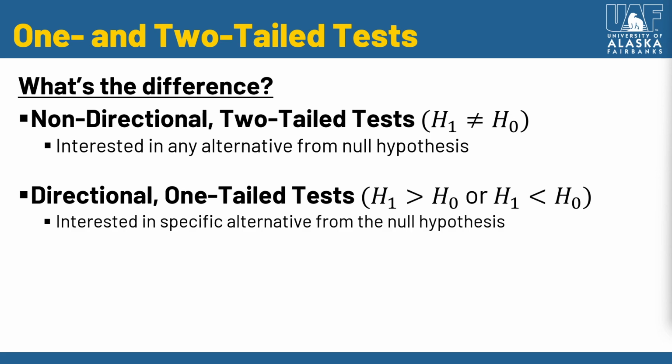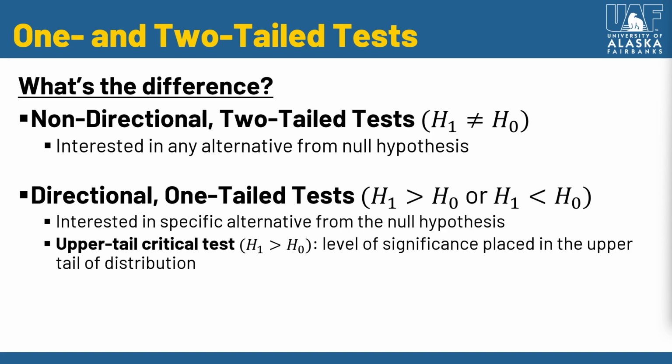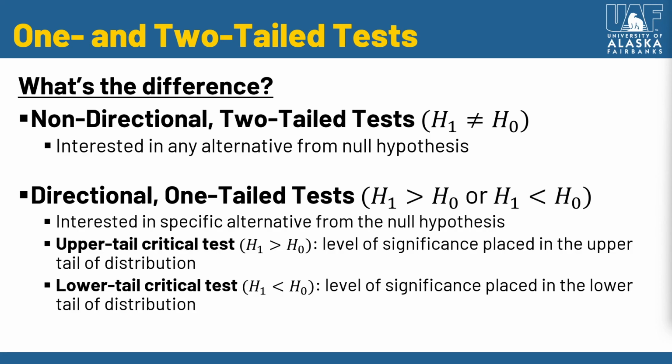With directional, we have a specific alternative in mind. In more precise terms, an upper tail critical test, if we expect H sub 1 to be greater than H sub 0, then we'll place the level of significance in the upper tail of the distribution, or in other words, on the right side. And then lower tail critical is just the opposite. We'll place the level of significance, or the rejection region, in the lower tail, or the left side.